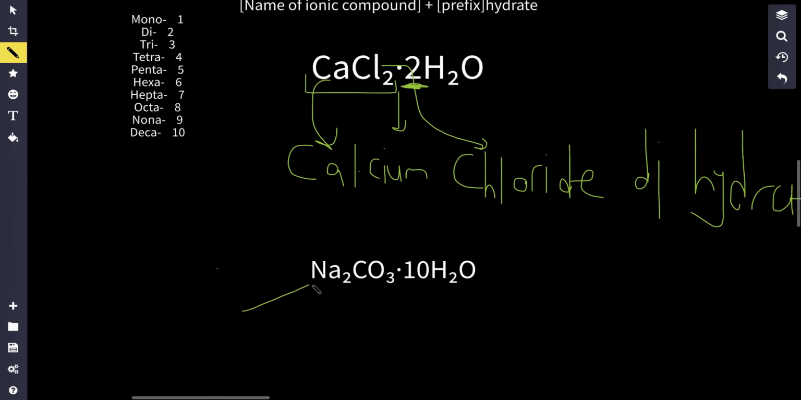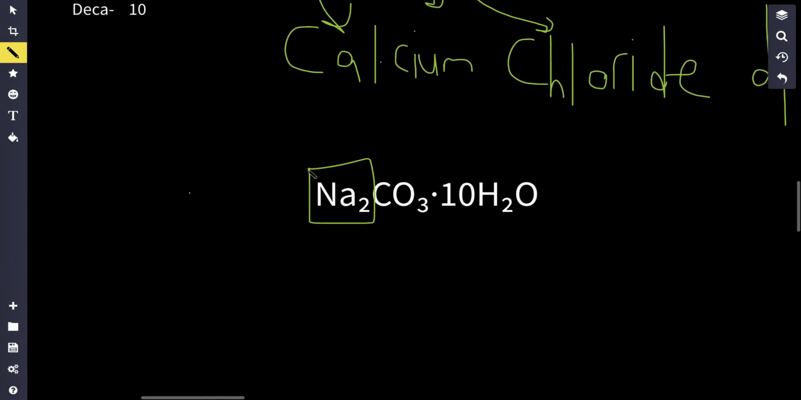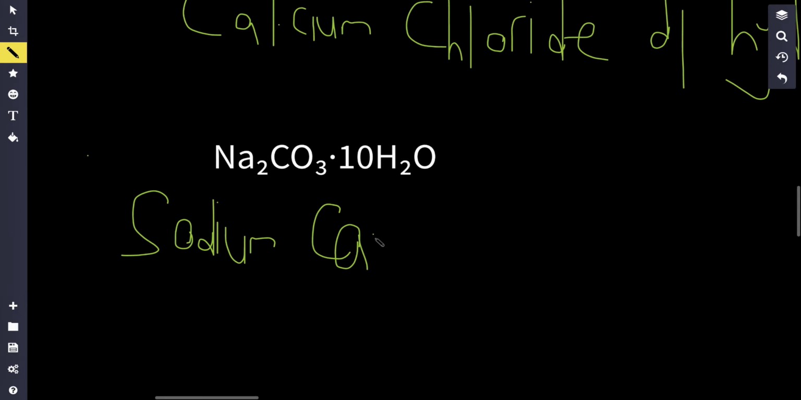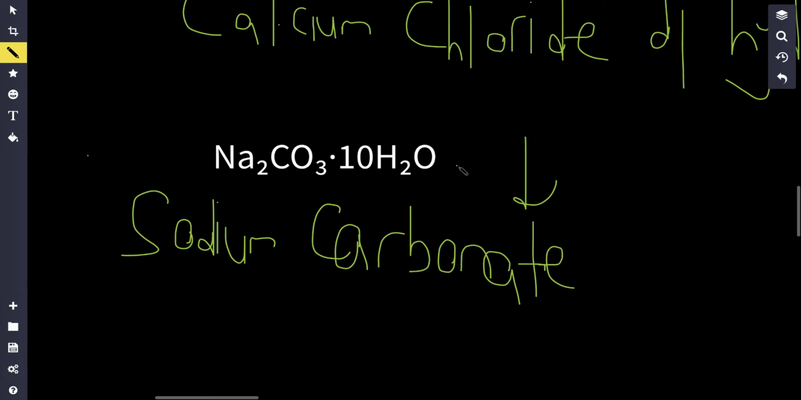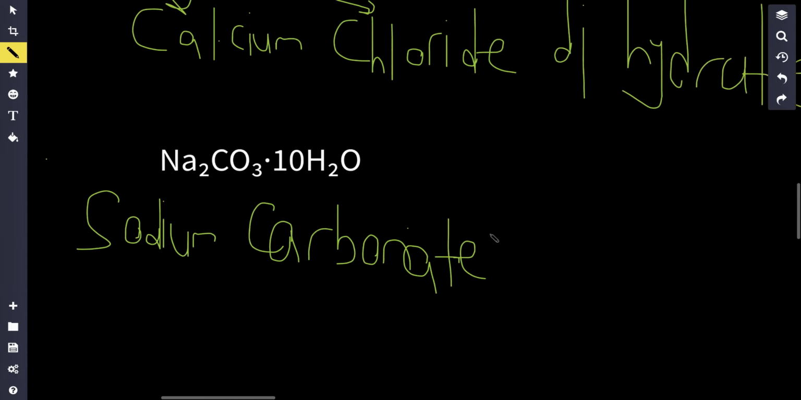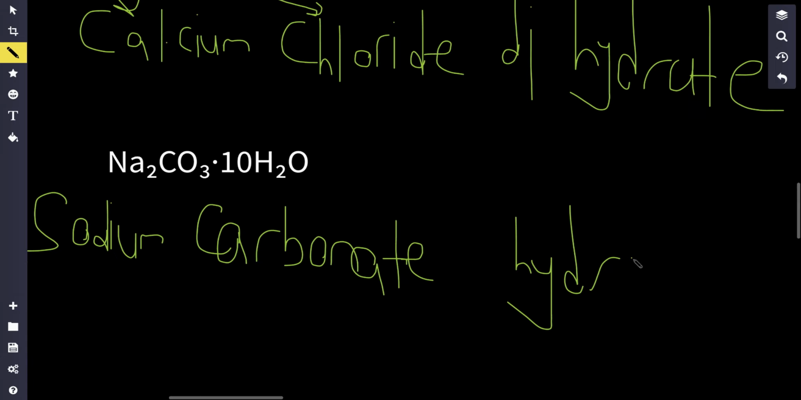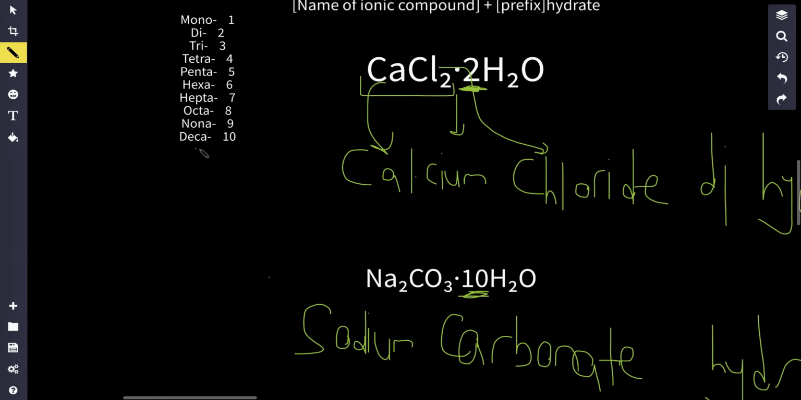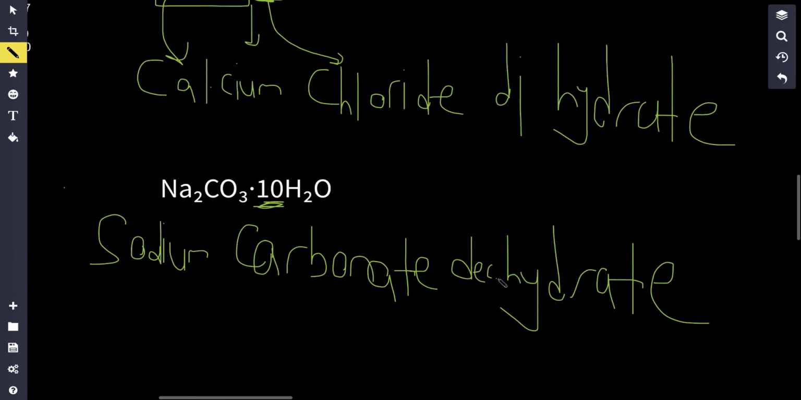Let's say if we have this. Sodium is Na. Carbonate is this CO3 that you see here. Remember for polyatomic ions, it does not end in IDE. So you don't do sodium carbonide or something like that. For polyatomic, the name stays the same. Now you're going to add a hydrate at the end. How many hydrates do you have? How many water molecules do you have? We have 10 water molecules. So we're going to put a deca here. So we're going to have sodium carbonate decahydrate. That's going to be our answer.